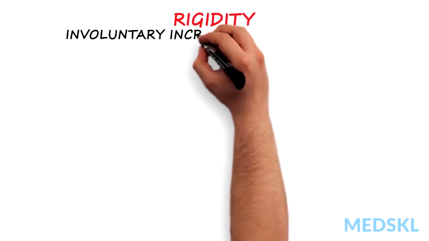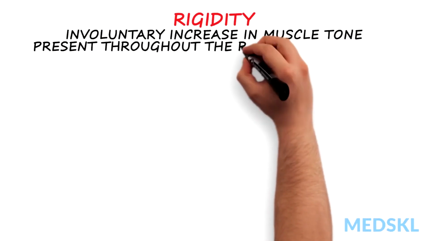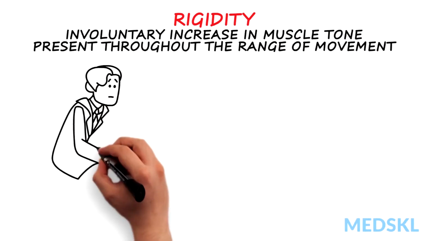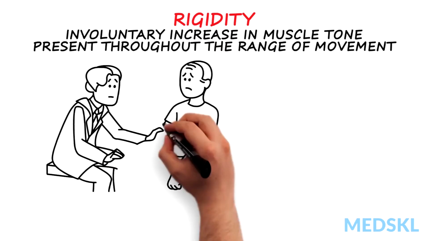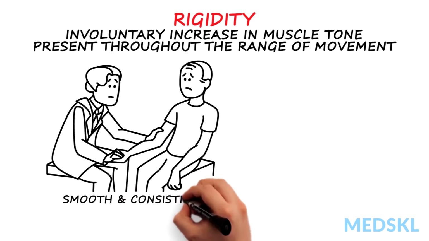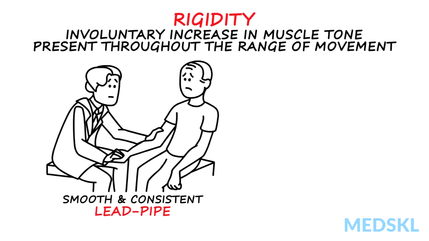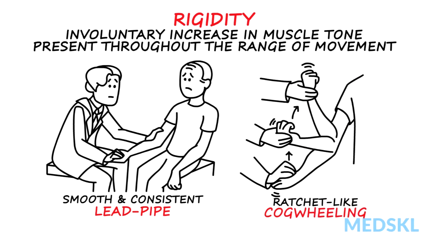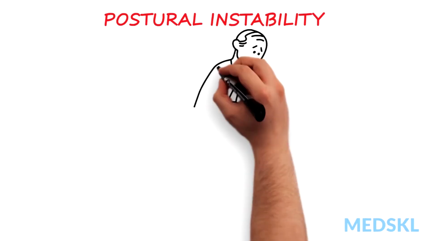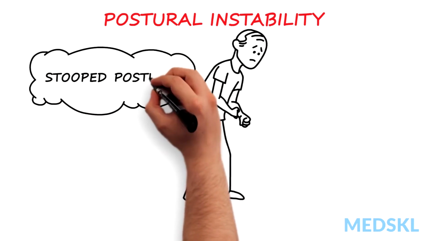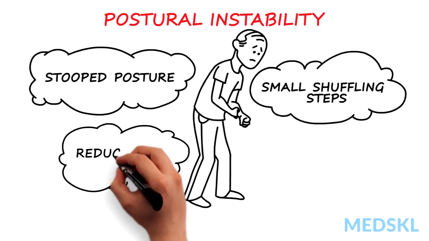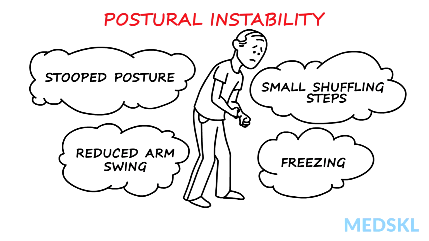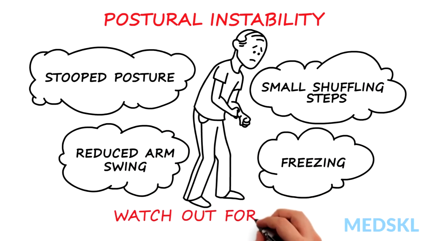Rigidity is an involuntary increase in muscle tone present throughout the range of movement and can be tested by passively moving the arm, neck, or leg. If rigidity is smooth and consistent throughout, it is called lead pipe rigidity. If, however, there is a ratchet-like quality, it is called cogwheeling, which is thought to be due to rigidity superimposed on an underlying tremor. Parkinsonism also causes characteristic gait abnormalities like stooped posture, small shuffling steps, reduced arm swing, and freezing. So make sure to ask your patients and watch out for falls.